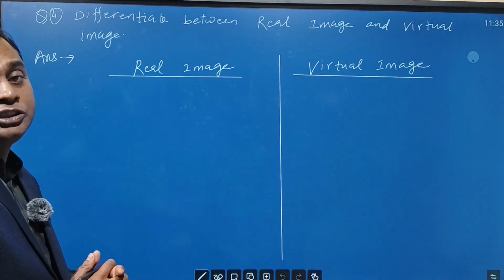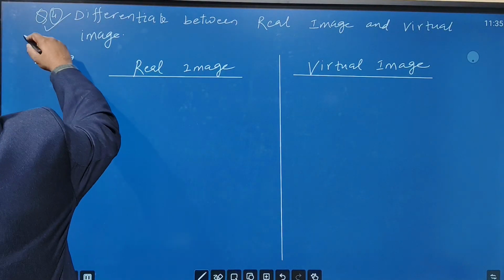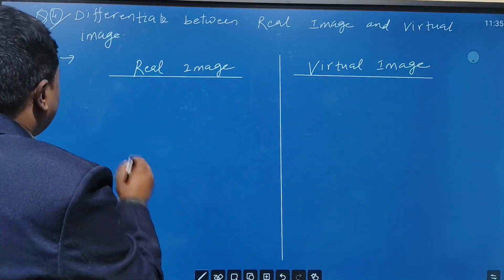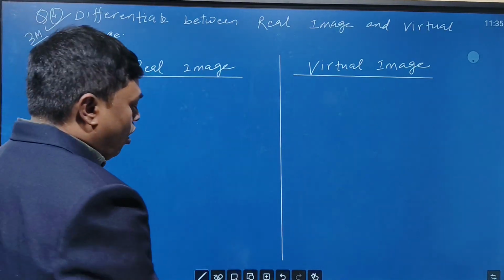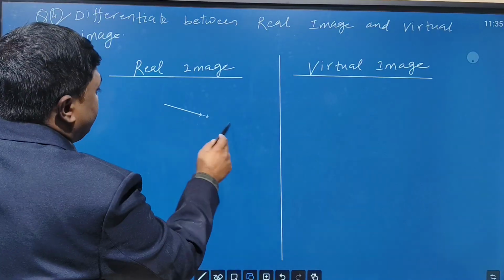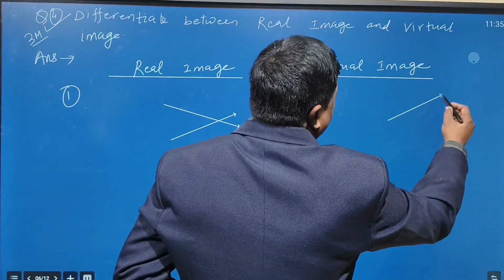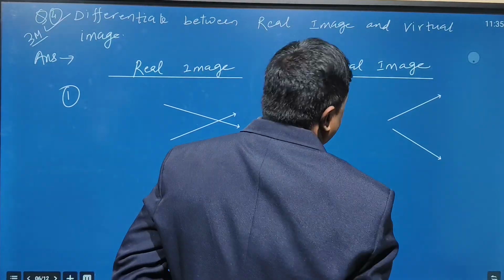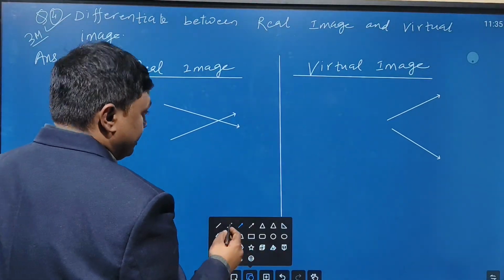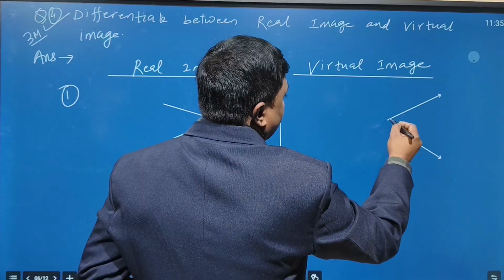Differentiate between real image and virtual image. This is also an important question for 3 marks. Okay, first point, what you can write: real images are formed actually whenever light rays meet at a point. Okay, and virtual image is formed when the light rays are not meeting, they are appearing to meet at a point. Is it clear? You can see this light ray.